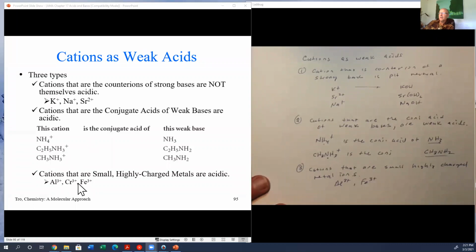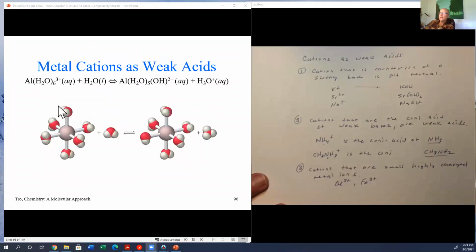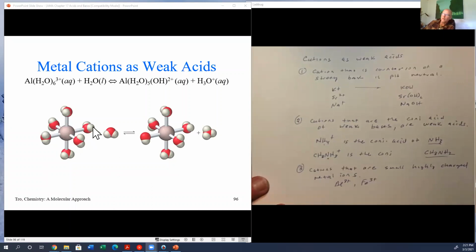Now, you might wonder how these work like acids. The mechanism is a little bit complicated, and I'll show it to you, but don't worry about it. It's not that big a deal. Basically, these small, highly charged metals will bind to water like this, and then they'll react with water, and one of the water molecules will give up a hydrogen to another water and form the hydronium ion.